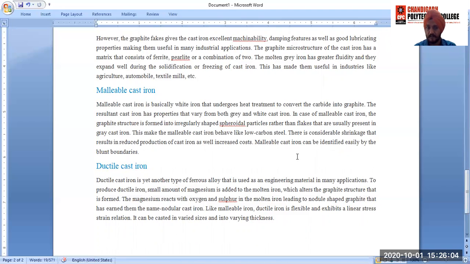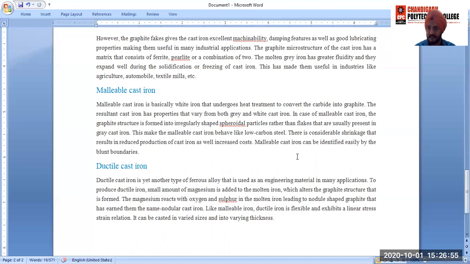Next is the ductile cast iron. Ductile cast iron is yet another type of ferrous alloy that is used as an engineering material in many applications. To produce ductile iron, a small amount of manganese is added to the molten iron, which alters the graphite structure that is formed. So basically, the main role in forming different cast irons is the different element that we use during the molten state of the cast iron. The different elements act in different ways. The manganese in the ductile cast iron makes it ductile and useful for different applications.